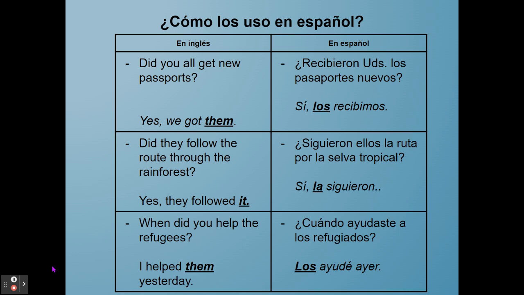Finally, when did you help the refugees? I helped them yesterday. And the question being, ¿cuándo ayudaste a los refugiados? In Spanish, a los refugiados, okay? And los ayudé ayer. I helped them yesterday. Los being them, and once again, before the conjugated verb.